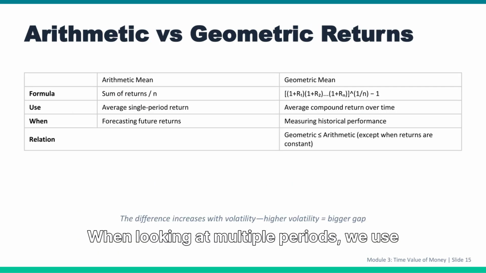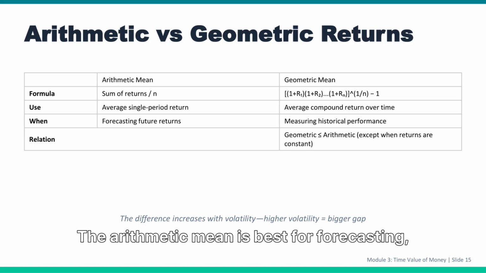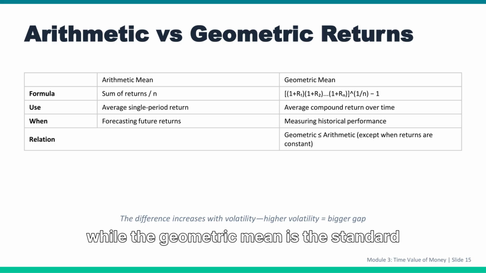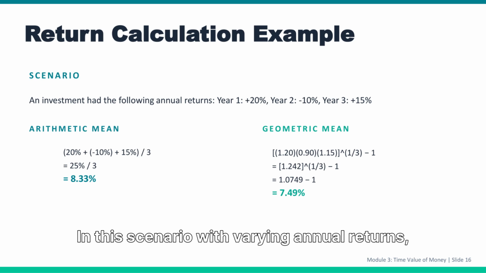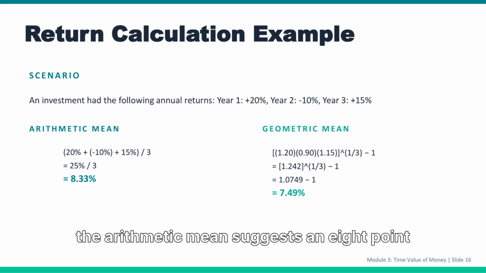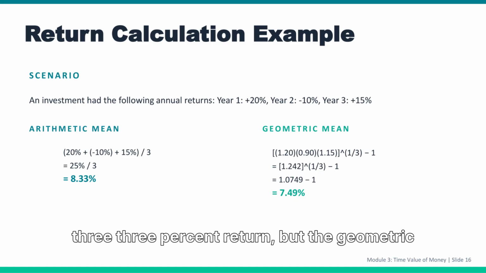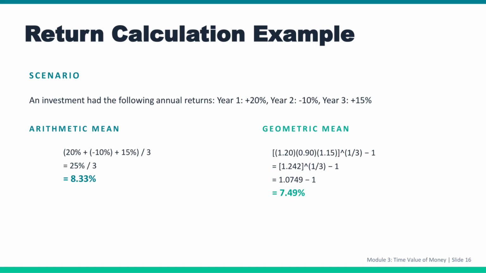When looking at multiple periods, we use two types of means. The arithmetic mean is best for forecasting, while the geometric mean is the standard for measuring actual historical compound performance over time. In this scenario, with varying annual returns, the arithmetic mean suggests an 8.33% return, but the geometric mean, the real compound growth, is actually 7.49%.